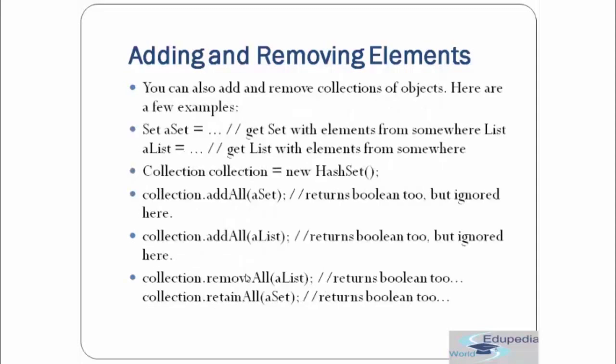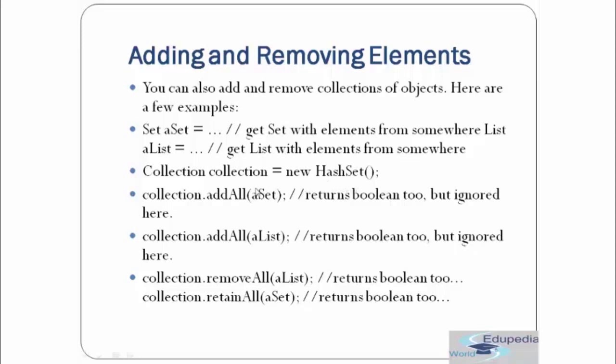Now let's continue with that and see some more examples. You can add and remove collections of objects. Here are a few examples. First of all, we have declared a set. It's not showing the complete declaration; it just has dots to show that you can mention any of the sets. It could be a HashSet or any other set also. After that, we have a list. Similarly, the list can be any list. After that, we have a collection, Collection collection equals new HashSet.